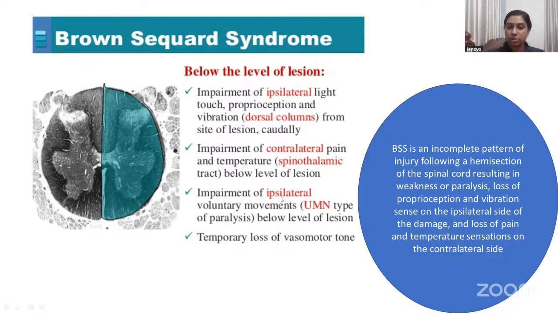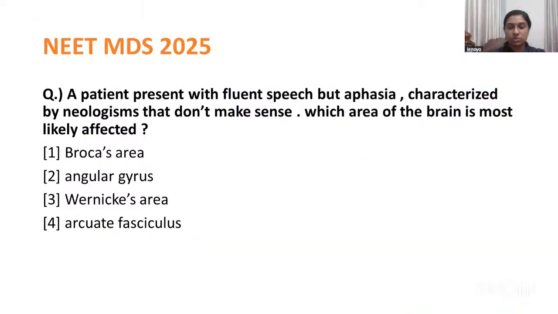And also impairment of ipsilateral voluntary movements, usually the upper motor neuron type of paralysis below the level of lesion. And also there will be a temporary loss of vasomotor tone. And usually the prognosis of Brown-Sequard syndrome is good, and hence almost about 90% of the patients recover from this particular syndrome. Okay, now coming to the next question.